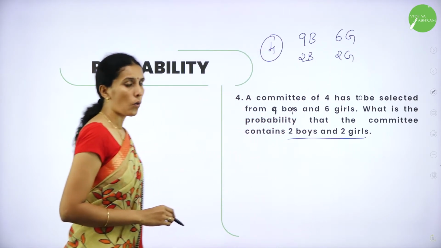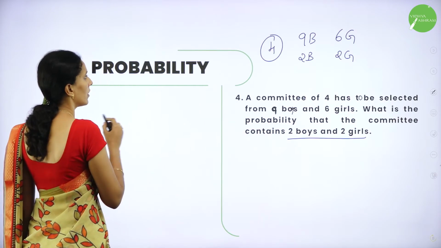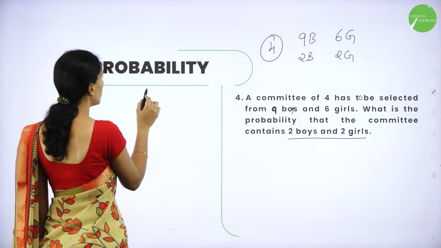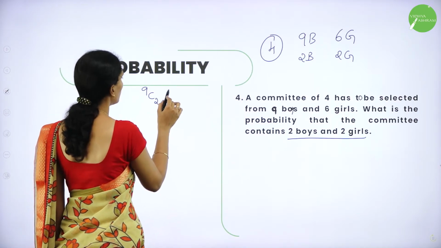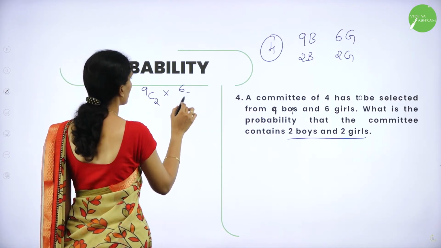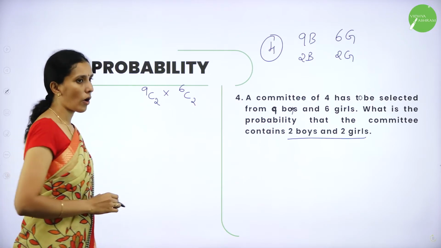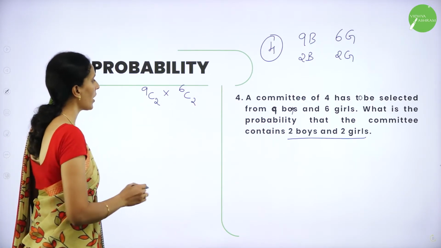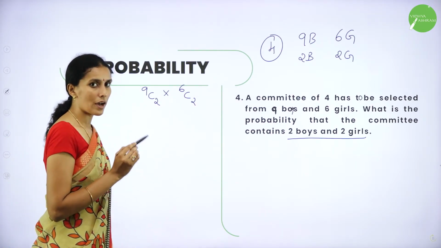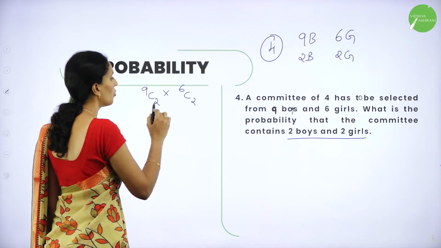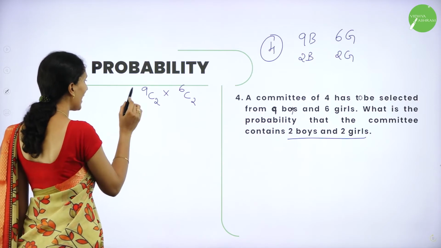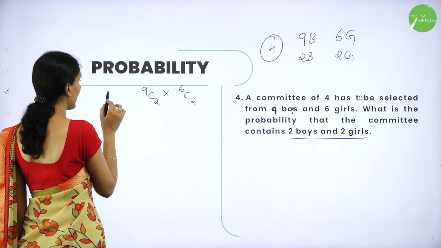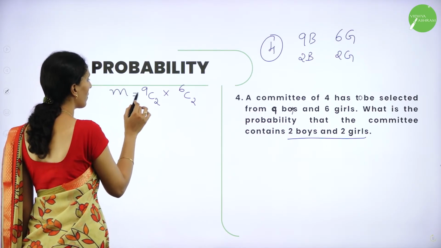So therefore, what is my event there? Choosing 2 girls and choosing 2 boys. That is, out of 9 boys, we are supposed to choose 2 boys. Out of 6 girls, we are supposed to choose 2 girls to form a committee of 4. So if I take this as an event A, that will be my favorable outcome.